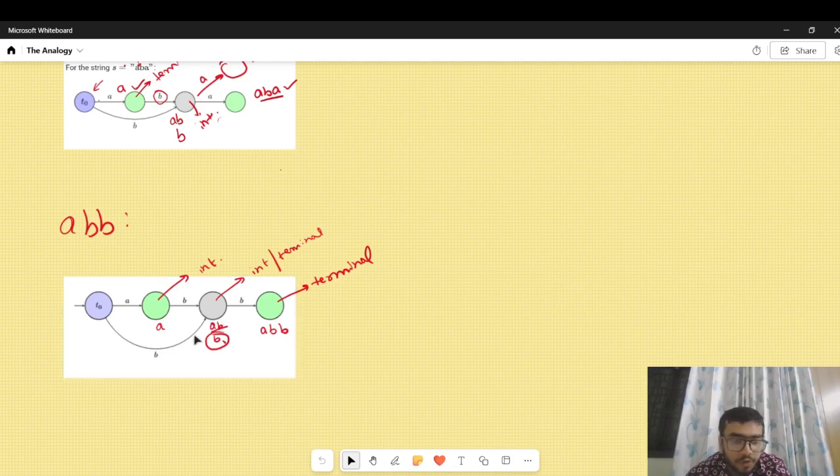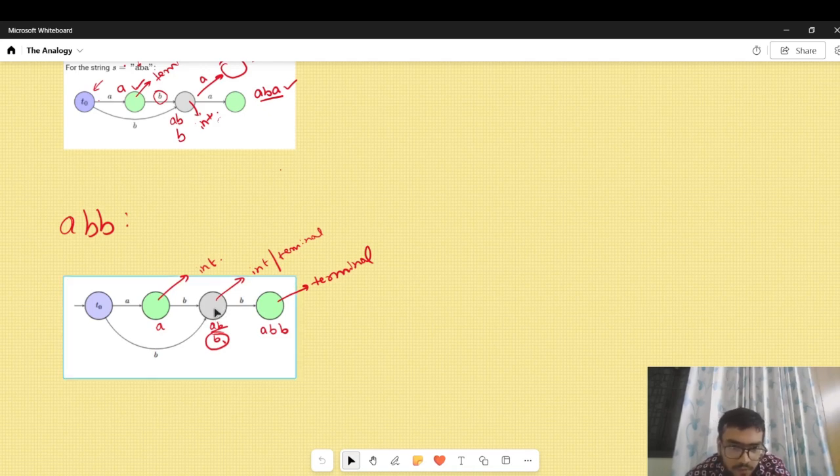For the gray node, let's first see the left green node. We have A as the path, and it is not a suffix, so it's an intermediate node. For the gray node, we have the paths AB and B. Now B is a suffix, but AB isn't. So if we consider the definition of terminal states, all the paths from T naught to that state should be suffixes. So this can't be considered a terminal state and also can't be considered an intermediate state.